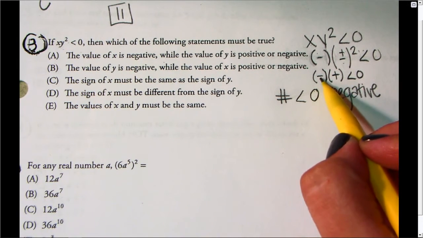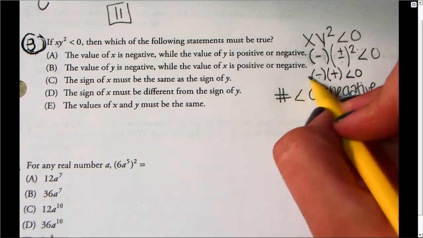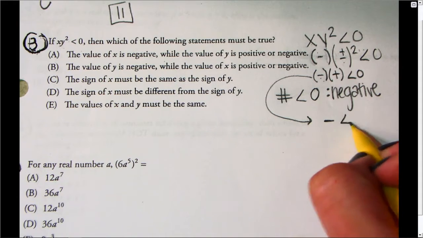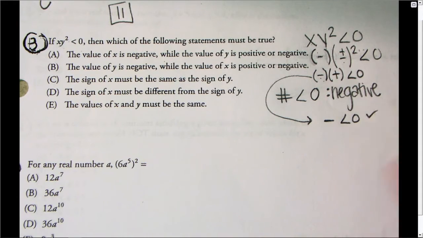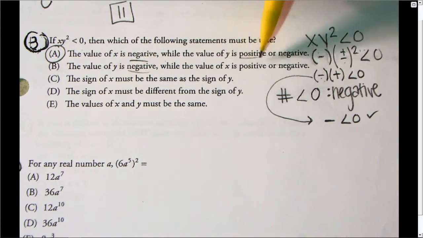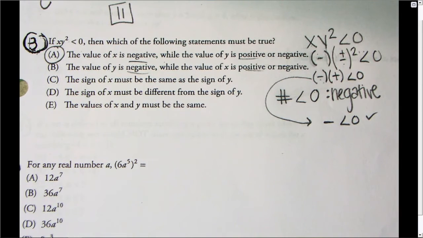Well, a negative times a positive, we'll jump down here. A negative times a positive is a negative, and negative numbers are less than 0, making A correct. So when you have a problem like this and it's talking in terms of negatives and positives, don't think of numbers, think of signs and what those signs represent.